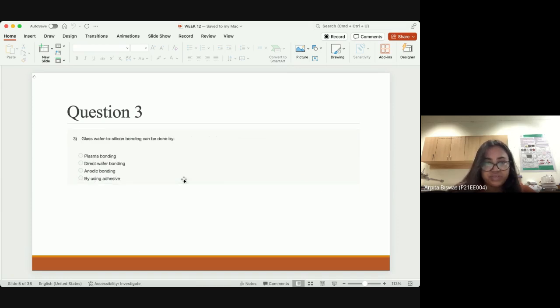Glass wafer to silicon bonding can be done by, first option, plasma bonding, second, direct wafer bonding, and third option, anodic bonding, and the fourth option is by using an adhesive. Okay, so what is the right answer? Glass wafer to silicon bonding can be done by plasma bonding, direct wafer bonding, anodic bonding, or by using an adhesive. So go through the question carefully and find out the right answer.